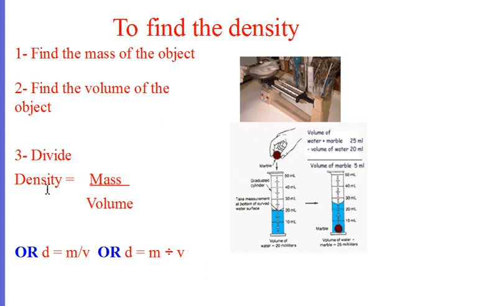And then the formula for density is mass divided by volume. So density equals mass over volume, or you can just use the letters. D equals M over V. That means division. Or D equals M divided by V. All of those are equivalent ways of saying the same thing.